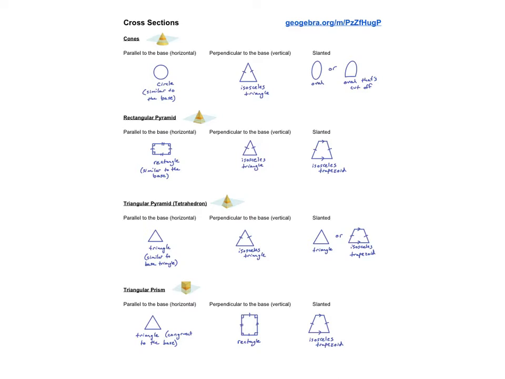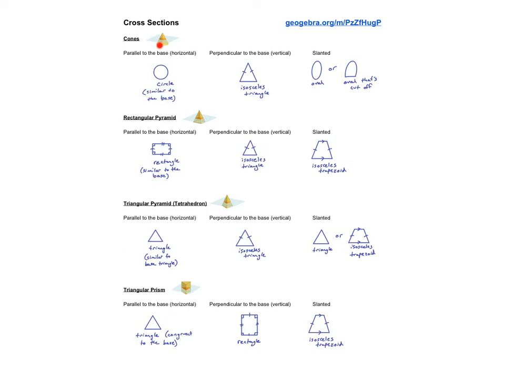So first off, when you're looking at cones, pyramids, and cones and pyramids, if you cut parallel to the base, you're going to get the same shape as the base. Like a rectangle here for the rectangular one, a triangle here for the triangular pyramid. However, it's not going to be congruent to the base. All of these shapes are going to be similar to the base.